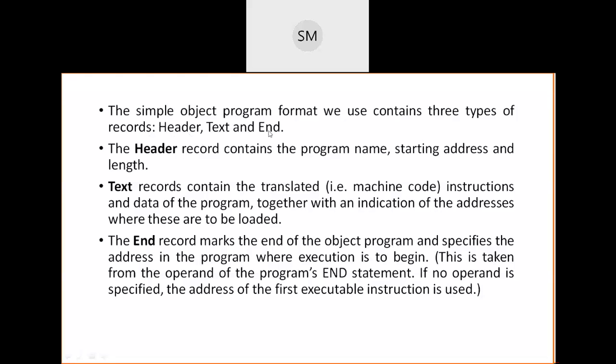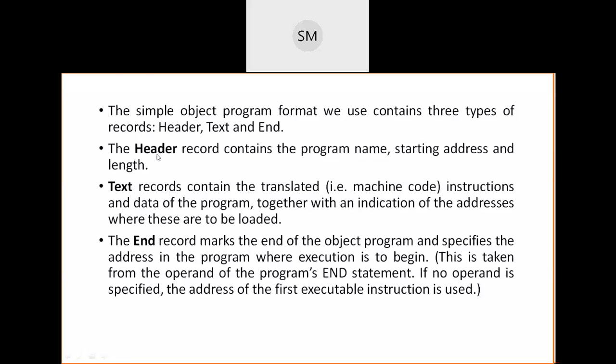So here also for this object program, we have to write that object program in a particular structure. That structure has three records. First record is a header record. Second record is called the text record. Third record is called the end record. Remember these three words: header, text, end.